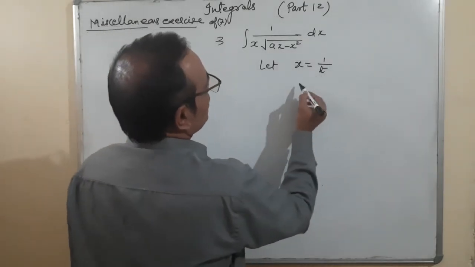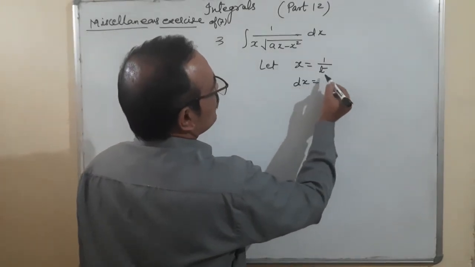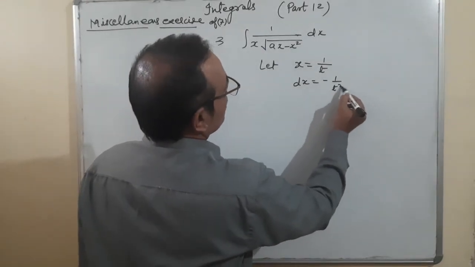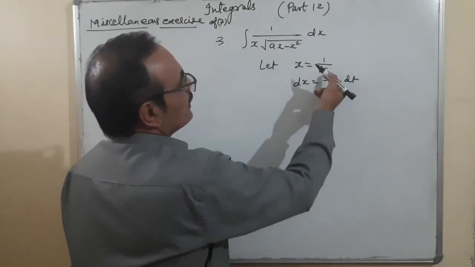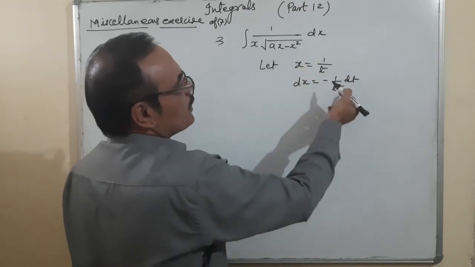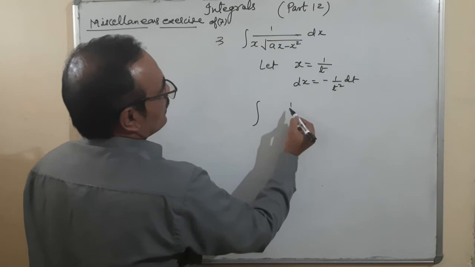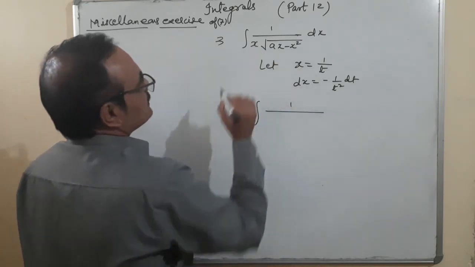Differentiate with respect to x. So dx is equal to 1 upon t. What is the differential of 1 upon t? Minus 1 upon t square dt. Okay, t to the power minus 1 gives minus 1 upon t square dt. We'll substitute the value of x, 1 upon x.